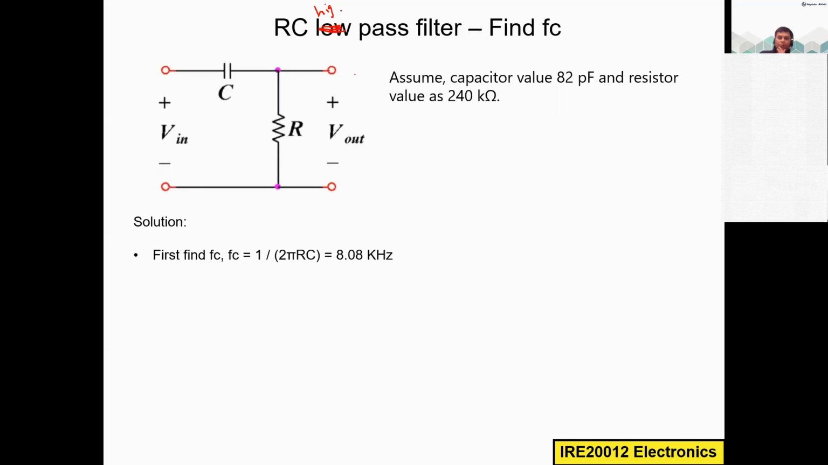For the high pass filter, we have to find the FC cutoff frequency value. We know how the circuit design is. C is here, R is here, and we are getting the V out across the R resistor. Here the capacitor value is 82 picofarad, and the resistor value is 240 kilo ohms. How can you find the cutoff frequency? It's very simple. FC is equal to 1 divided by 2 pi RC. Just apply the values and you will get this value.